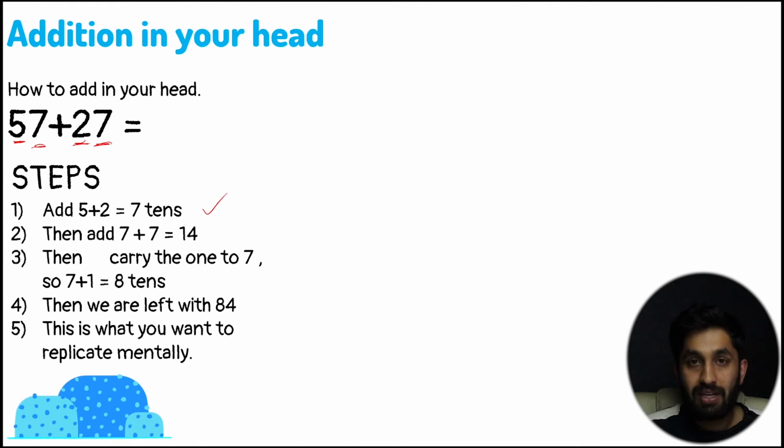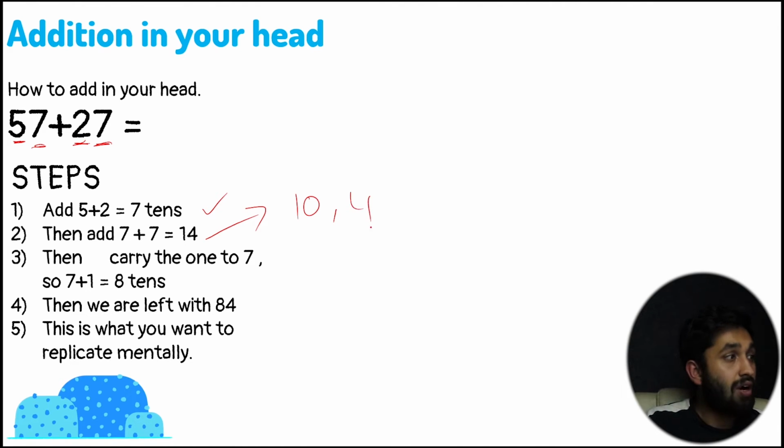Now, it shouldn't really be an issue to add them together, but if it is, no worries. All you have to do is separate the 14 into 10 and 4. Then add the 10 to 70 to give you 80. Then 80 plus the 4 gives you 84. This is what you want to replicate mentally. And if you can do this, then you're going on track. You'll save yourself a lot of time.